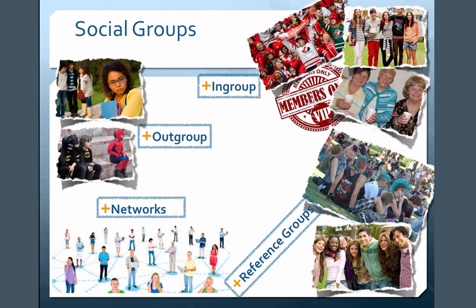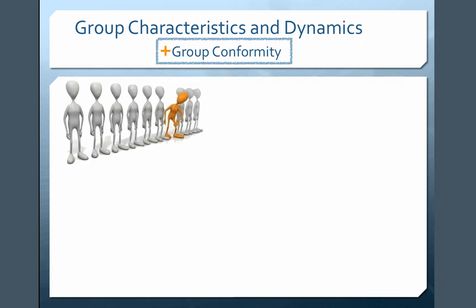Now, in this relationship of social groups, there's a very important element about group characteristics and dynamics that has been studied quite extensively, and that is group conformity. The term group conformity, or conformity, is a process of maintaining or changing behaviors to comply with the norms established by a society, a subculture, or other group.